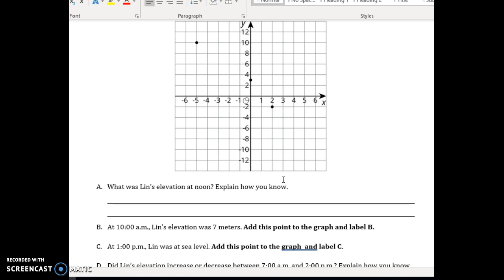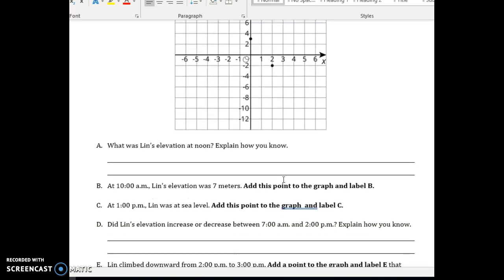At 10 a.m., Lynn's elevation was 7 meters. Add this point to the graph and label B. C. At 1 p.m., Lynn was at sea level. Add this point to the graph and label C. D. Did Lynn's elevation increase or decrease between 7 a.m. and 2 p.m.? Explain how you know.